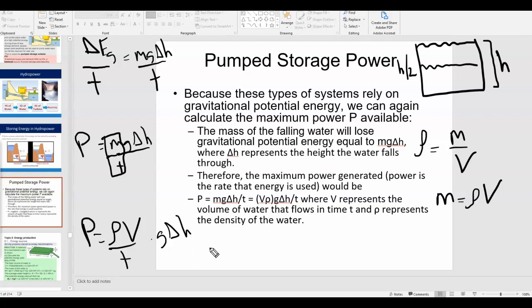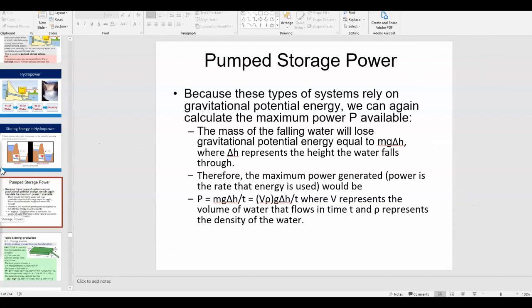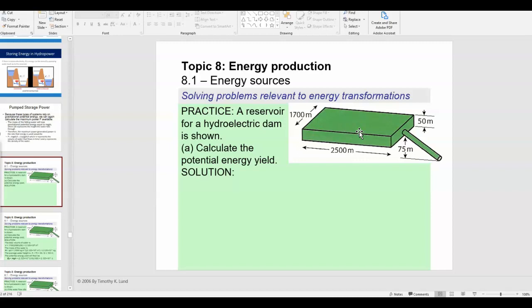All right, so pause there, make sure you add that to your notes. We're going to look at 2 examples with calculations before we move on. Okay, so let's look at this problem that is in the PowerPoint. It's kind of a crude picture, but bear with it. It says a reservoir for a hydroelectric dam is shown. And the first question says calculate the potential energy yield.